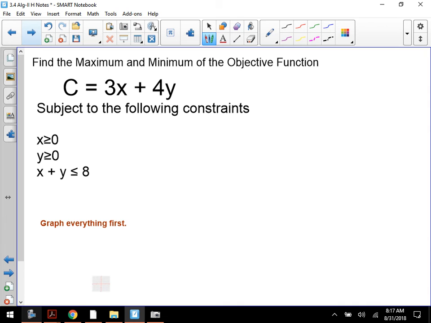This is kind of what the wording will look like in the text. Find the maximum and the minimum of the objective function. They give you the function. And then it says subject to the following constraints. And basically what you're doing is you're going to graph it all and figure out those points of inflection. Where do those lines intersect?